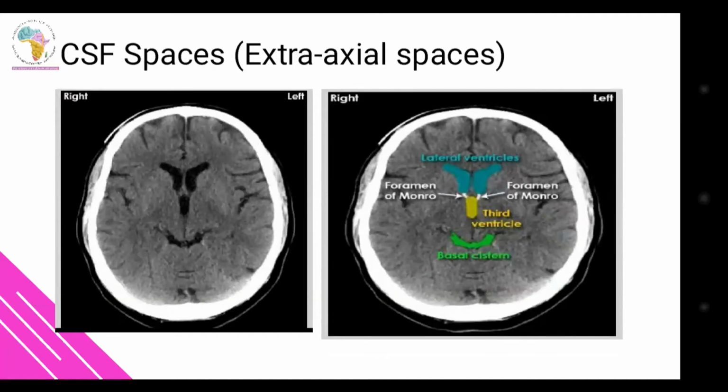Now, talk a little bit about the extra axial spaces. You can see here the lateral ventricles. Here you have the basal cisterns. Here you have the third ventricle, which is typically slit-shaped on a CT scan. The third ventricle and the lateral ventricles are found at the ventricular level on the CT scan. And you can see here the small areas, the foramina of Monro, which connect the lateral ventricles to the third ventricle.